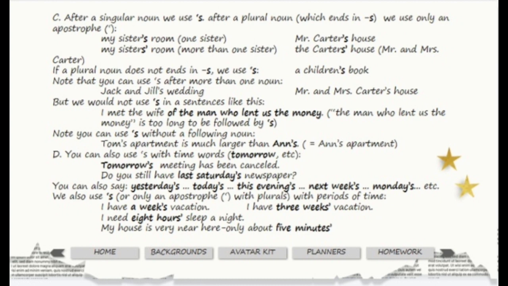We also use S or only an apostrophe with plurals with a period of time. For example, I have a week's vacation. I have 3 weeks' vacation. I need 8 hours' sleep a night. My house is very near, only about 5 minutes' walk.